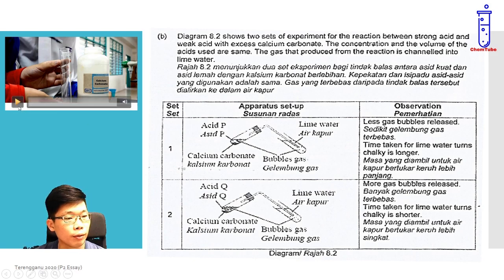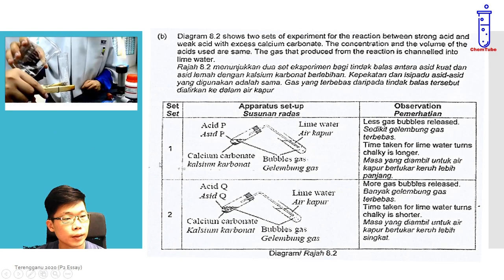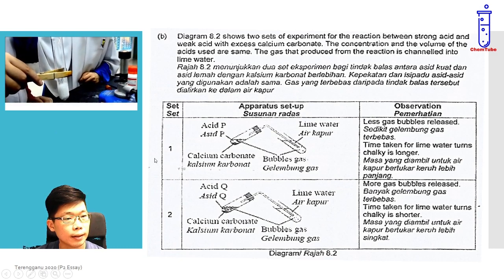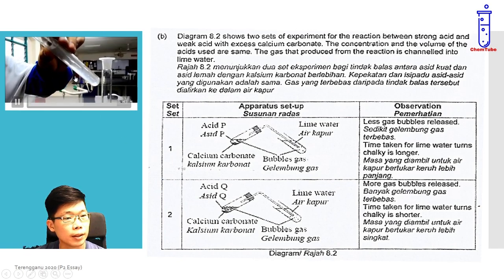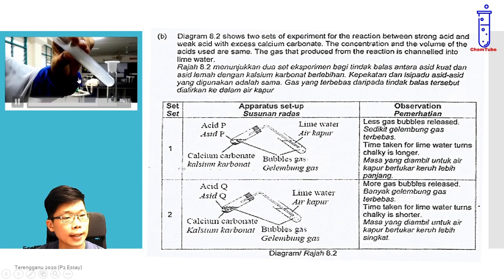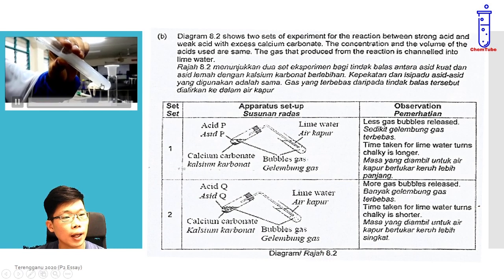Okay, here I provide one video about the reaction between the marble chips, the calcium carbonate, with the acid. So when you put in the acid, you can see a lot of bubbles are produced, and the gas is channeled into the lime water, then the lime water turns chalky.